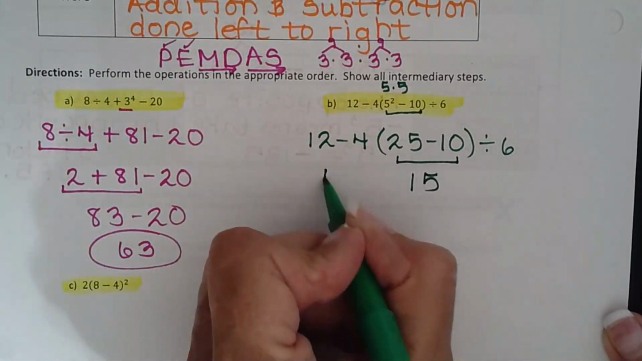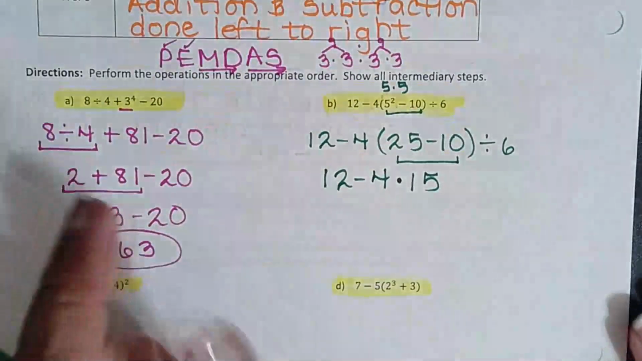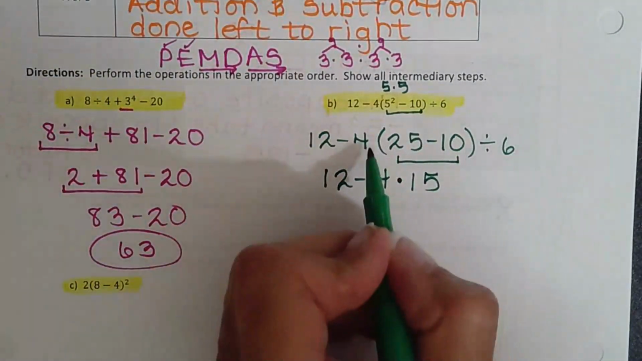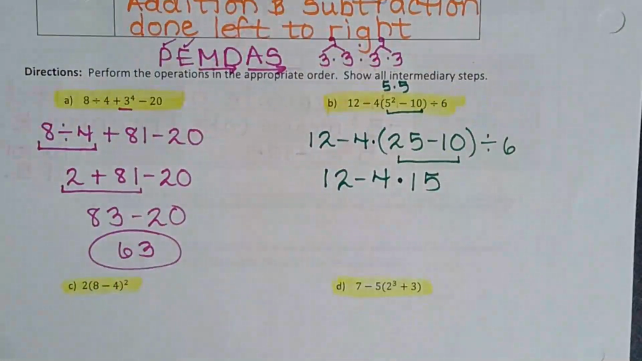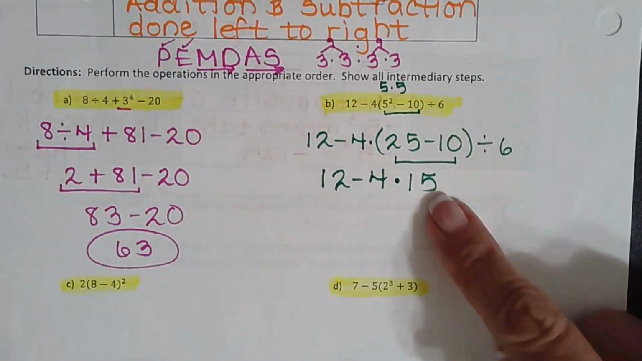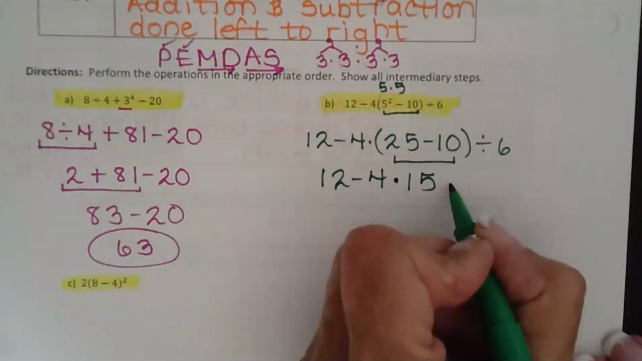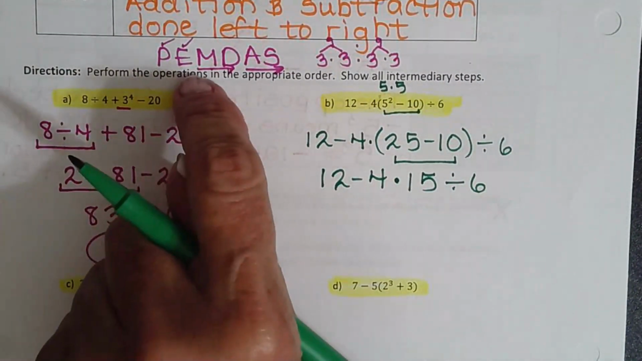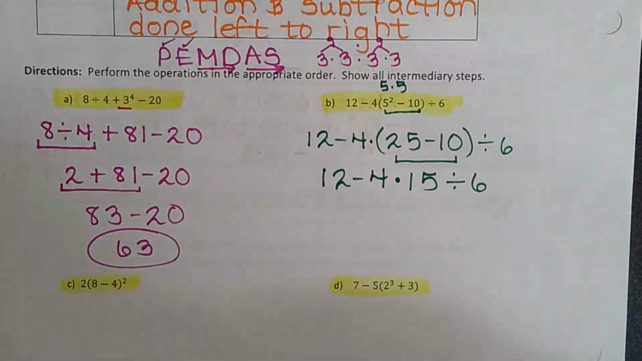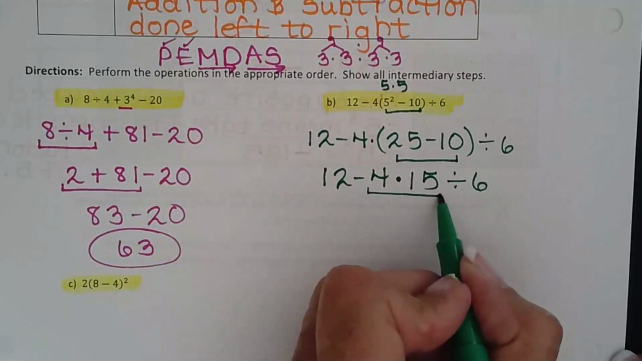So we would rewrite this as 12 minus 4 times 15. Because do you all know that when there's a number right next to parentheses, that means there's an imaginary times sign there. So when the 15 comes out, you just put a times sign in between it and 4. Okay, so parentheses are done. There are no exponents, so that means we jump to multiplication and division. So skip this, so that means we go here first.